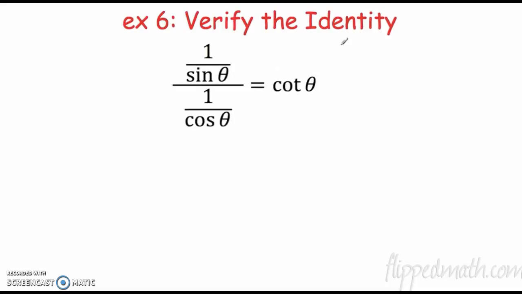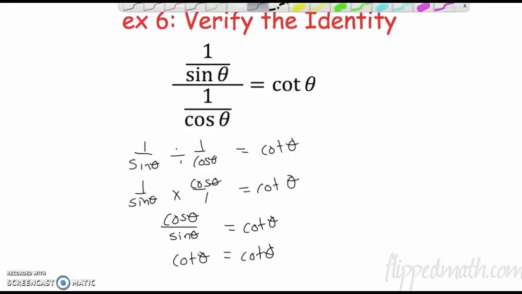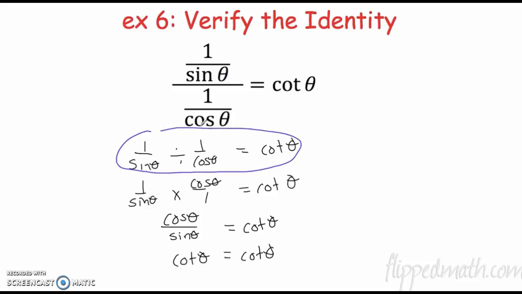I want you to pause the video and try this one all on your own. Just try it. Use some algebra. Maneuver the stuff around. I'll give you a hint. Start on this side. All right? Try that one all by yourself. So the first thing I did was I rewrote this. All right, right here. I just rewrote it so that now I know that when I divide by a fraction, I multiply by the reciprocal. I combine these, so it's cosine over sine.